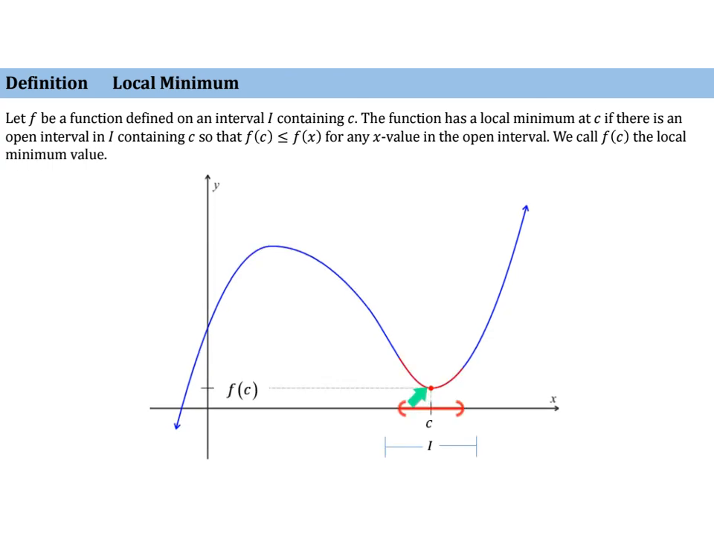Likewise, over here, this point is not the lowest point on the graph. There are obviously points even falling below the x-axis. But on this region, it is the lowest. So this is a local minimum.